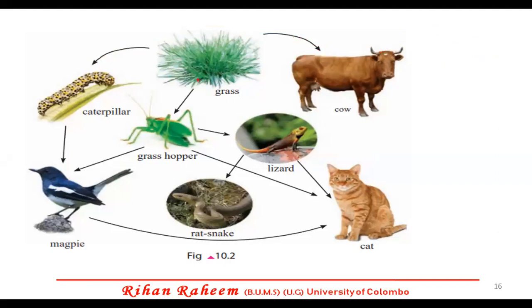Then we'll look at the grasshopper. Grass is eaten by the grasshopper, the grasshopper is eaten by the lizard, and the lizard is eaten by the cat. Can you see how the food chain, or food web, works? Grass, grasshopper, lizard, and finally the cat. And if there is a lion or tiger, it will eat the cat. That is how there is a relationship between animals for their food. Did you understand completely? Good.